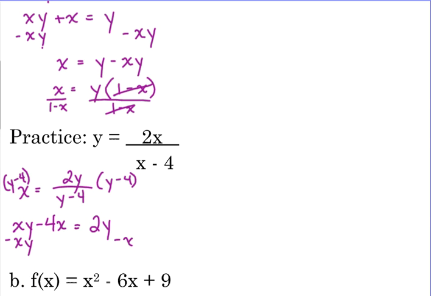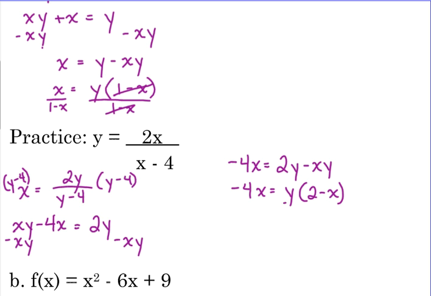Move the xy over, so all my y's are on the same side. We need to factor out the y. And then divide by the 2 minus x. So you can do this. You can do y to the negative 1. It's not the best notation, but we'll go with it. The inverse here is negative 4x over 2 minus x.